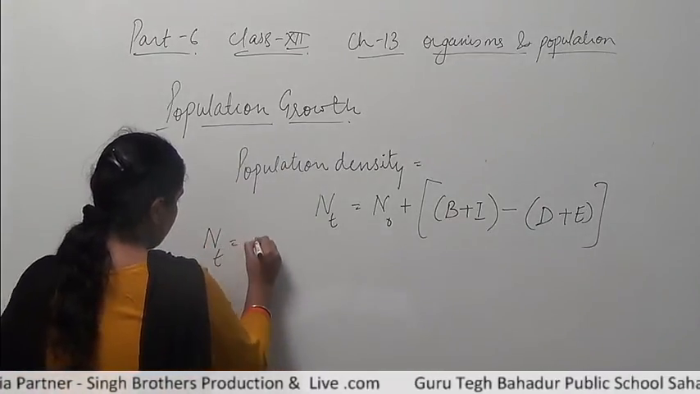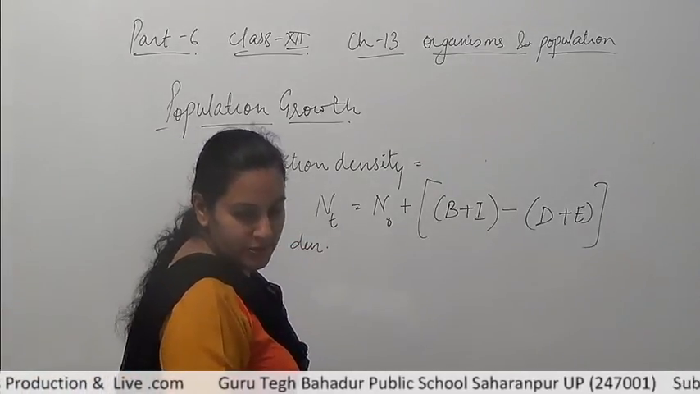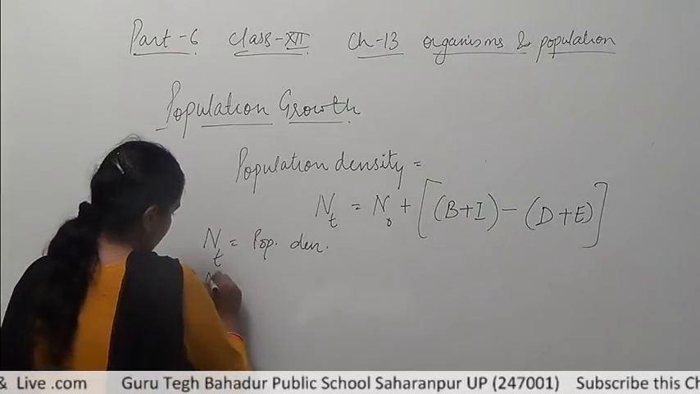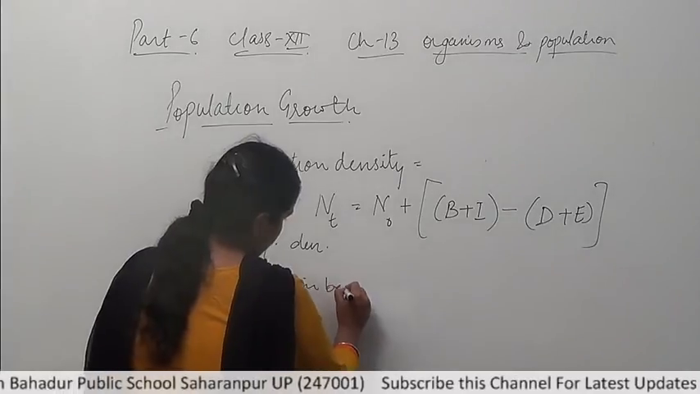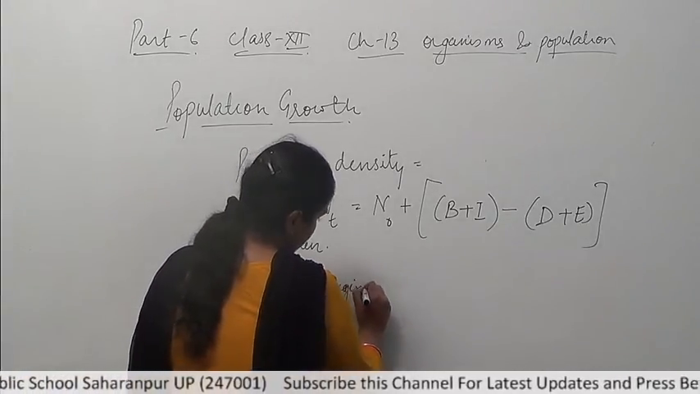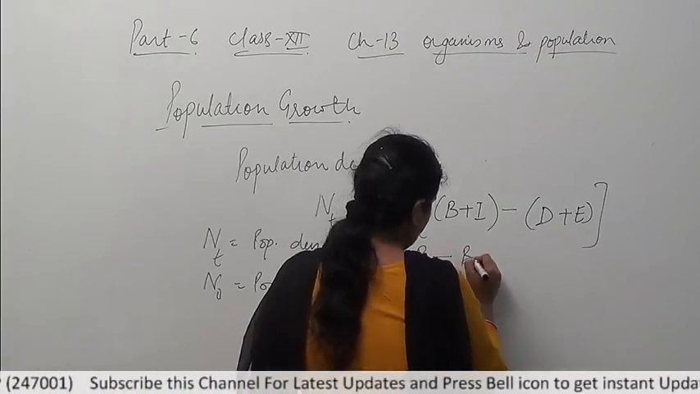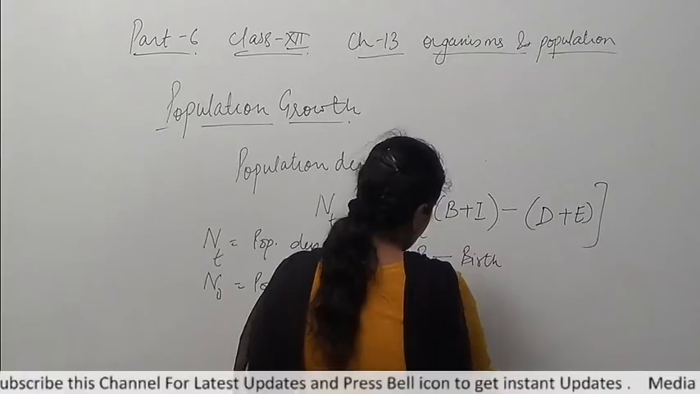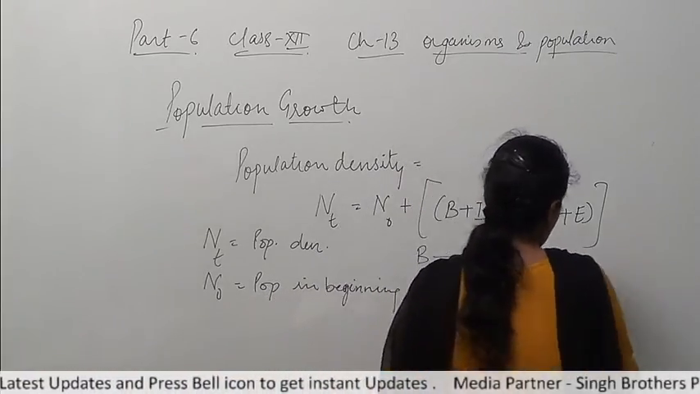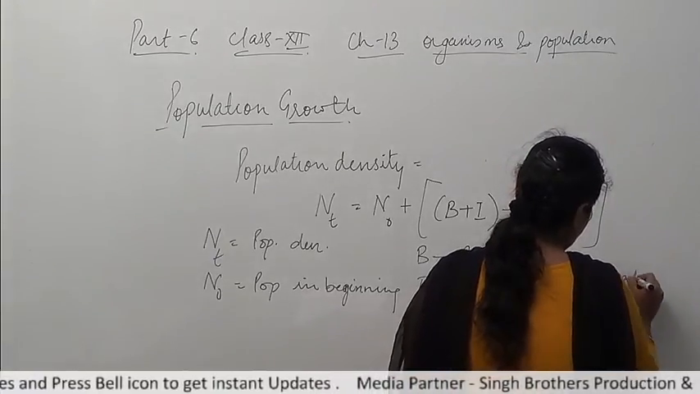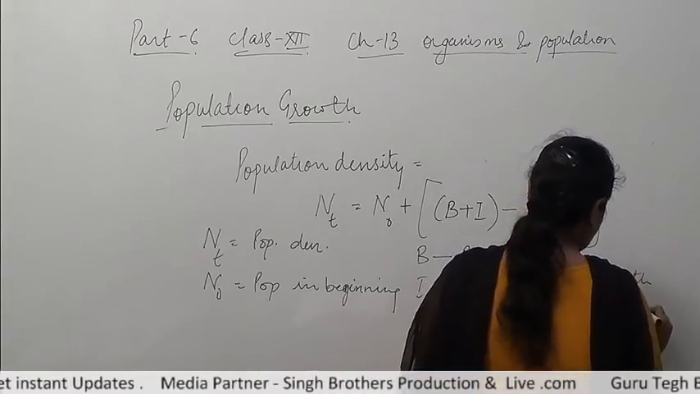So Nt is equal to the population density here. The meaning of Nt is the population density. N0 is the population at the beginning, or population at the starting point. B is for birth. I is for immigration. D is for death. And E is for emigration.